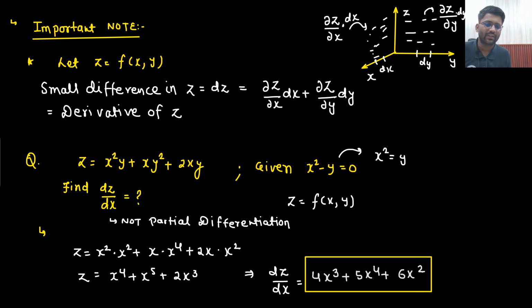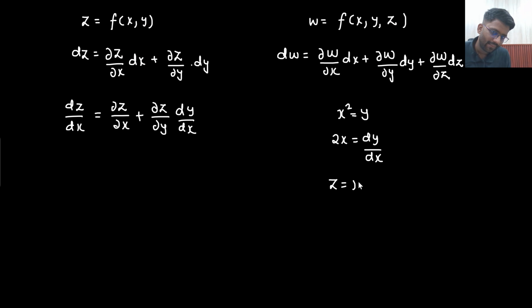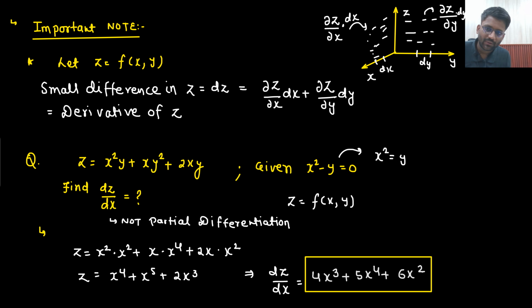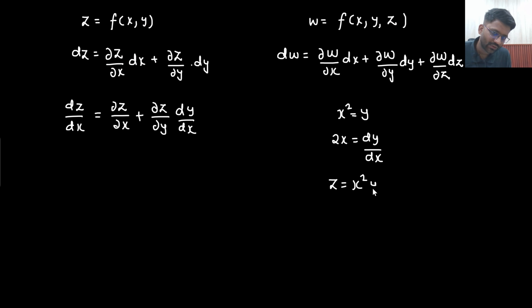Along with that, sir, what is given? Z equals x square y plus xy square plus 2xy. Sir, this is given. What I need? Del z by del x. That means differentiation of z with respect to x keeping y as constant. So y is constant, so it will become 2xy. Y is constant, so it will become y square only. And y is constant, so it will become 2y.